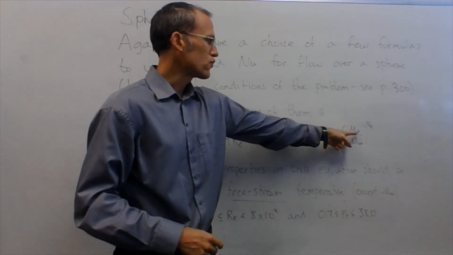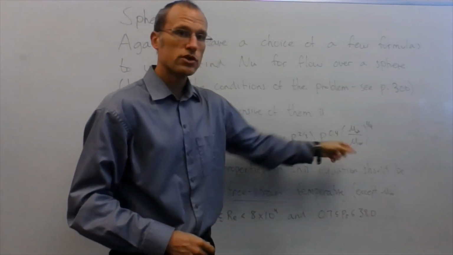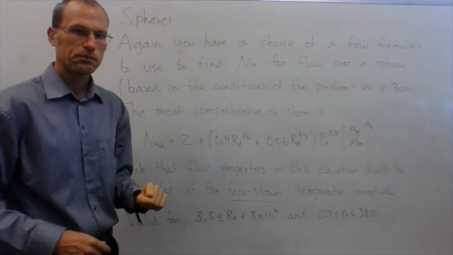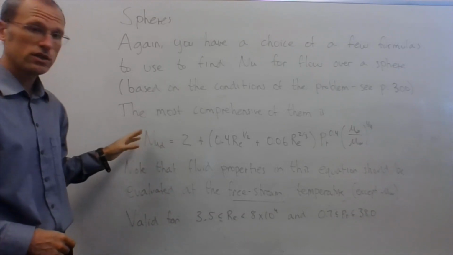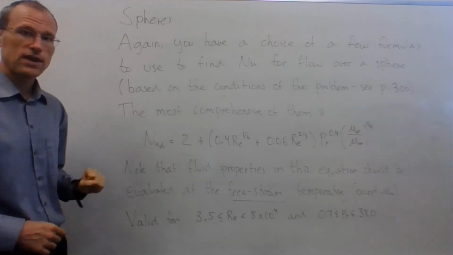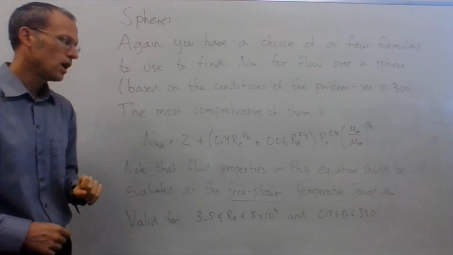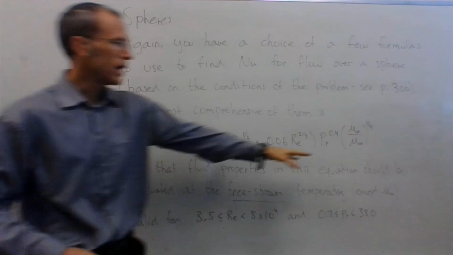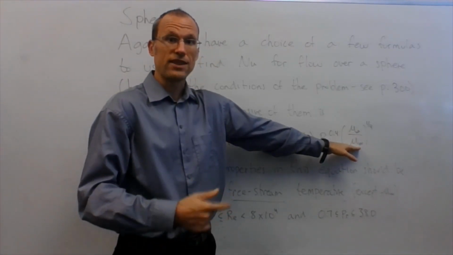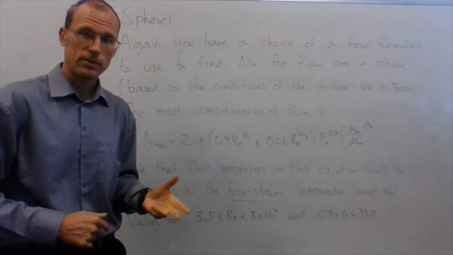So viscosity at the free stream temperature, μ∞, and viscosity at the wall temperature, μw, that ratio to the 1/4 power. Note, for this equation, which is different than all the other ones that we're going to see, fluid properties are evaluated at the free stream temperature, so at T∞, not the film temperature. Obviously, my wall viscosity is the viscosity of the fluid at the wall temperature, and μ∞ is the viscosity of the fluid at the free stream temperature.